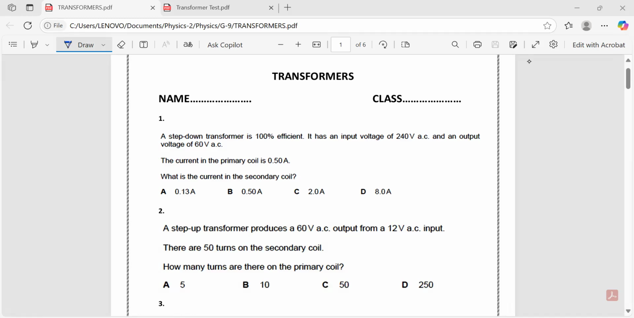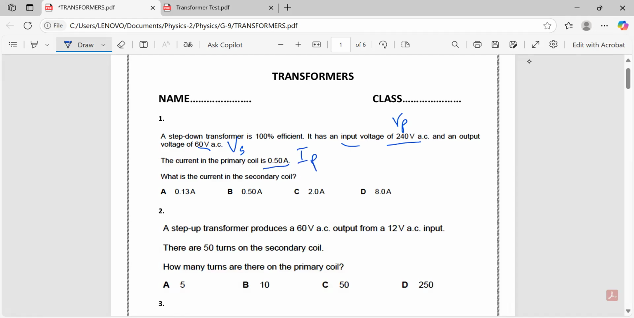Today's topic is transformers, and the very first question says that a step-down transformer is 100% efficient. It has an input voltage of 240 volts AC, so we write this as VP, and an output voltage of 60 volts, like VS. The current in the primary coil is given to you, which is 0.5 ampere.